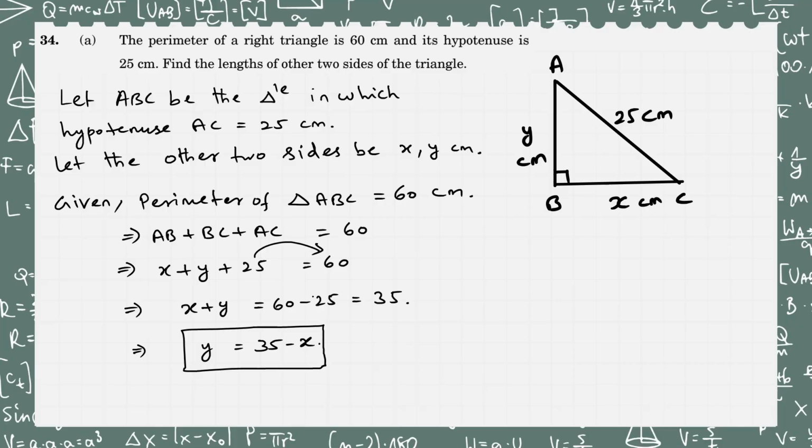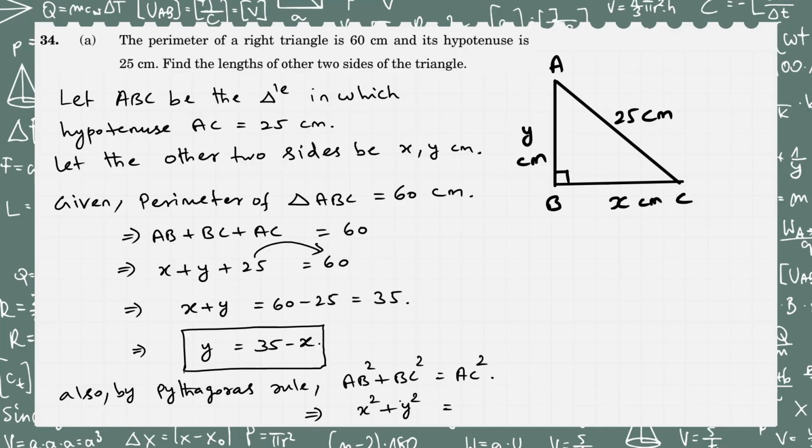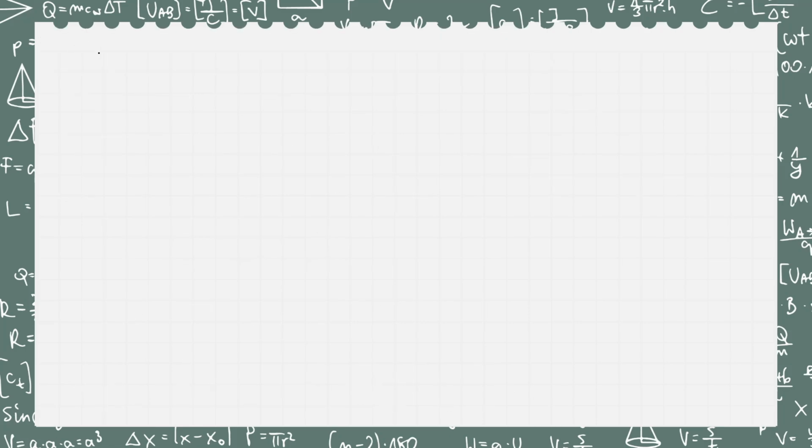And the next hint we can consider is, this is a right triangle, so it obviously obeys the Pythagoras rule. Also by Pythagoras rule, AB square plus BC square equal to AC square. That implies x square plus y square equal to 25 square, right? Let's continue. That implies x square plus, replacing y's value here, y was 35 minus x, right? So y square will be 35 minus x whole square equal to 25 square, which is 625.